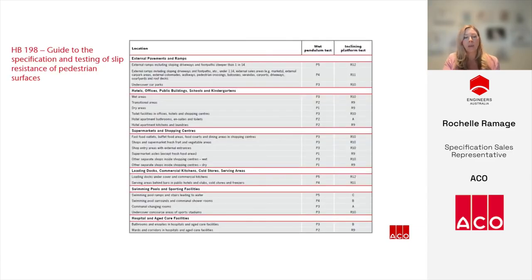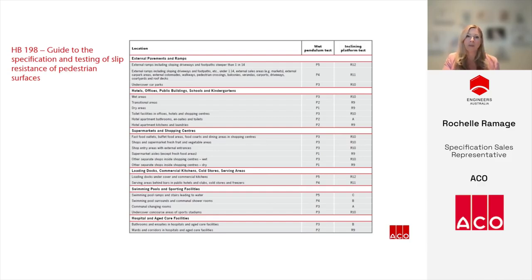This table from HB 198 shows the minimum slip-resistant requirements for different environments. For external pavements, you'll typically be looking at a P4 or P5, depending on the slope and the level of exposure. The key point is that the grate must meet the same slip-resistant expectations as the pavement, otherwise the surface becomes inconsistent and unsafe.